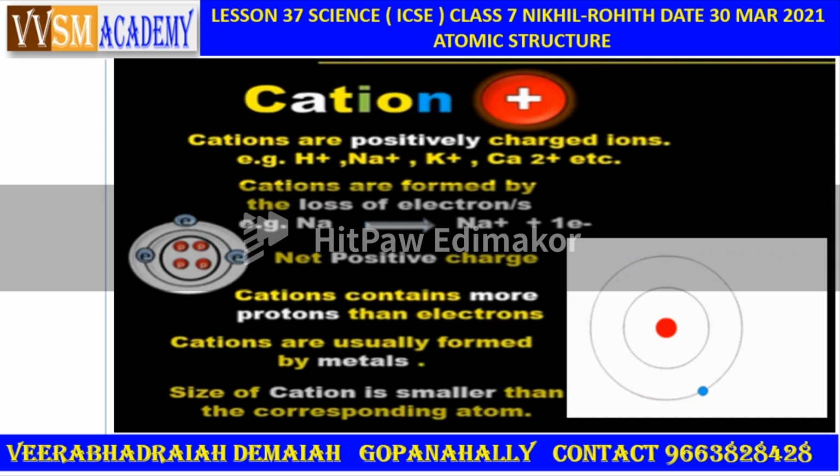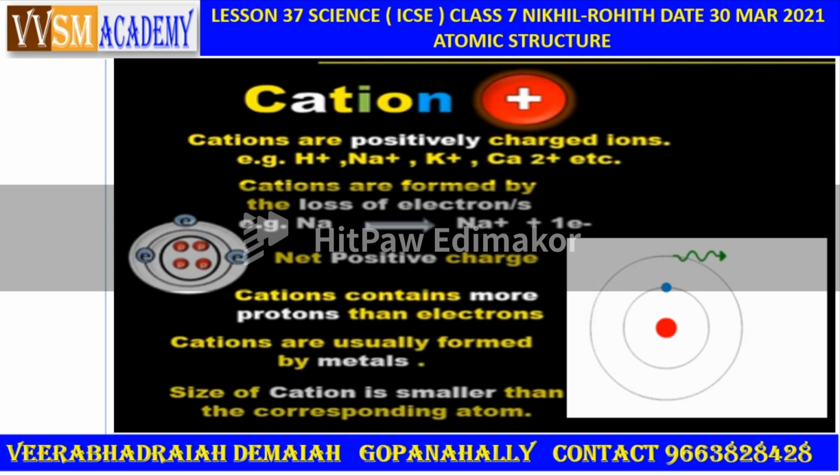So therefore, my dear friends, cations are formed by the loss of electrons. Here sodium loses one electron and hence it becomes the monovalent sodium plus ion. With a net positive charge, cations contain more protons than electrons. Cations are usually formed by metals. Generally, positive ions are formed only by metals. Metals will have their own metallic ions, which are cations.